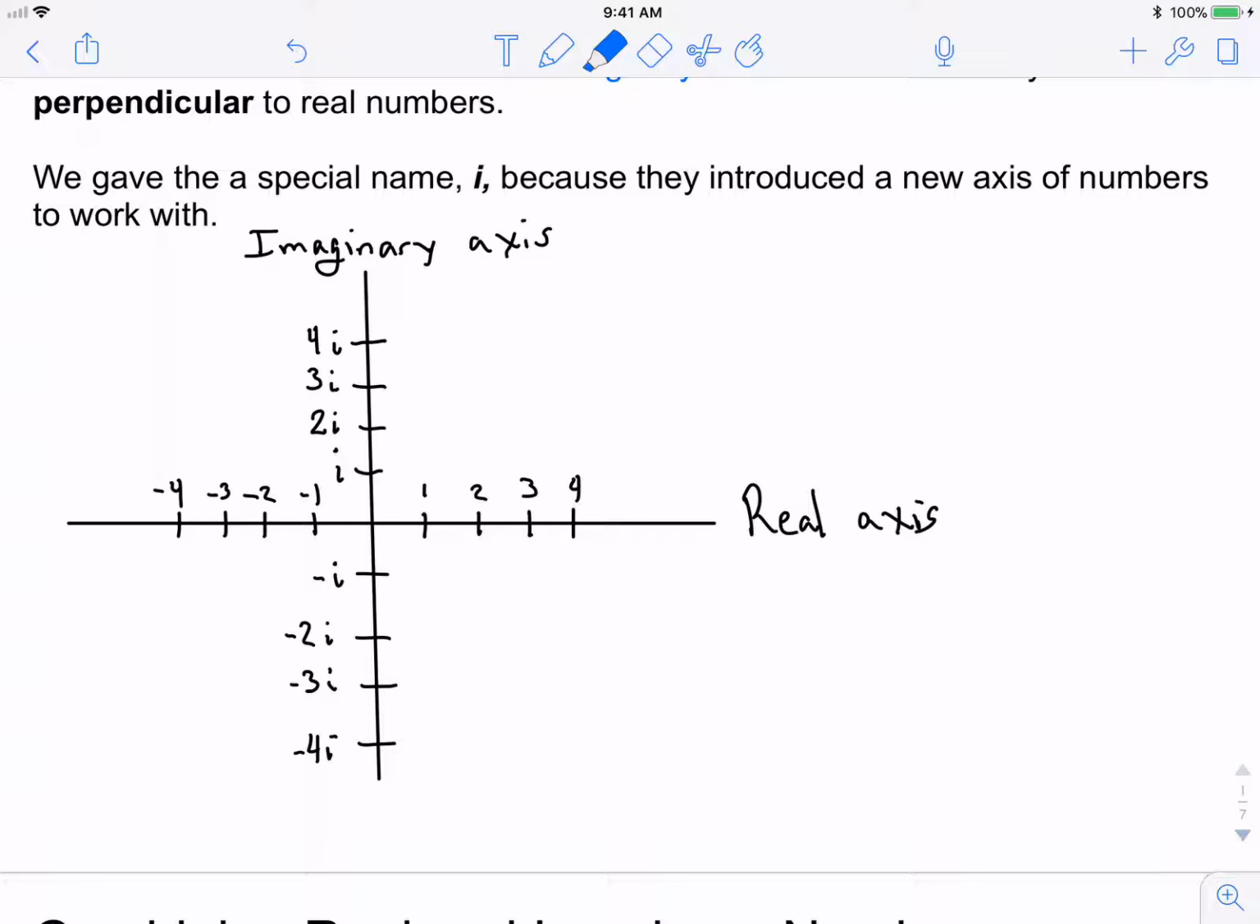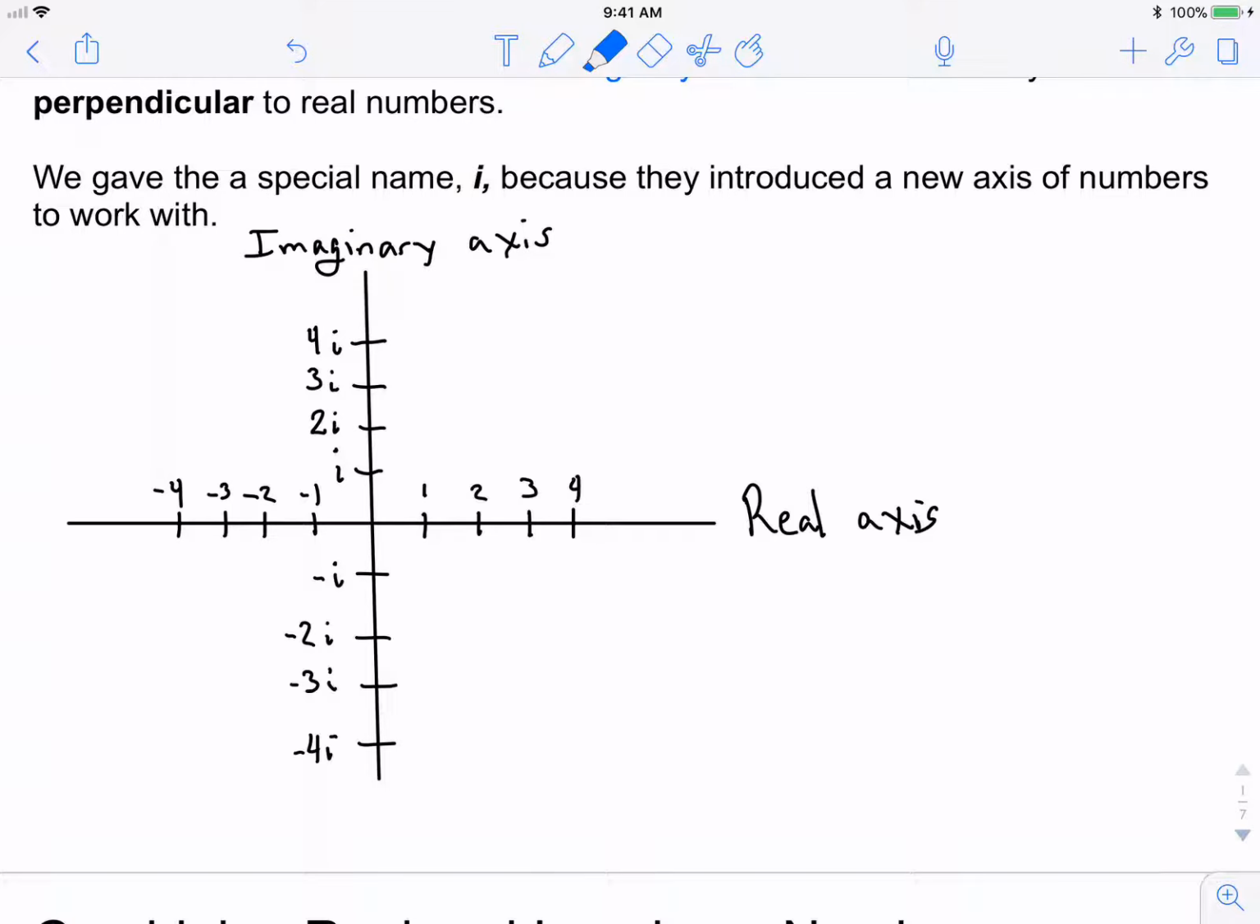When we work with these, what we used to think of as the x-axis now becomes the real axis, the numbers we're used to working with. And what we called the y-axis before, now we call the imaginary axis. These are where we put our imaginary numbers.